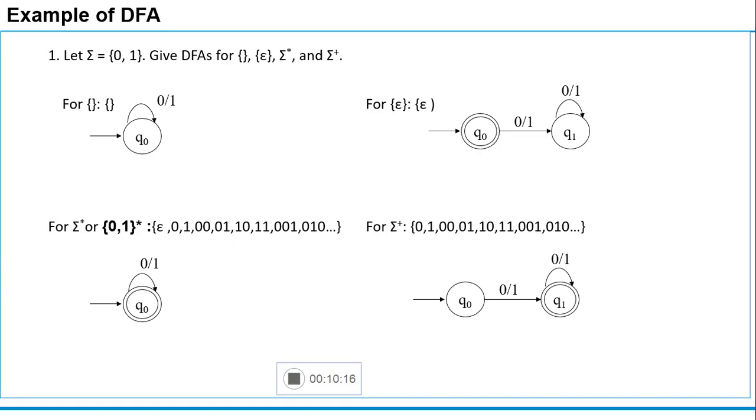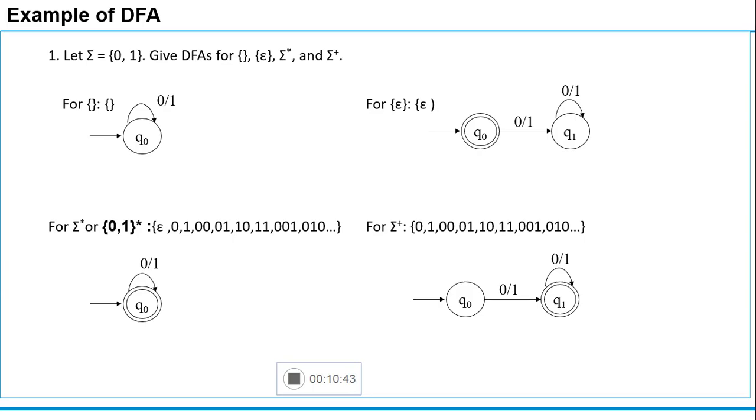We can have zeros and ones, but it is moving from the starting state and doesn't have an ending state. So that is what we represent as open and closed braces. We are not going to read anything, we are not going to accept anything, so we don't have an accepting state. It is represented as q naught, and it is going to read 0/1.